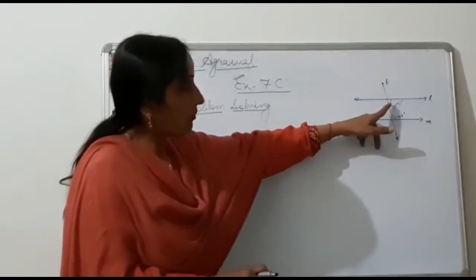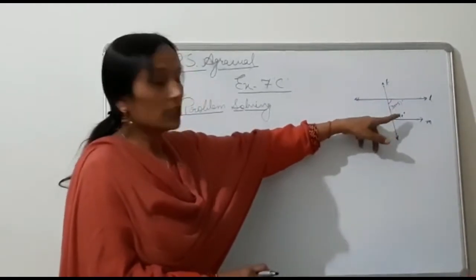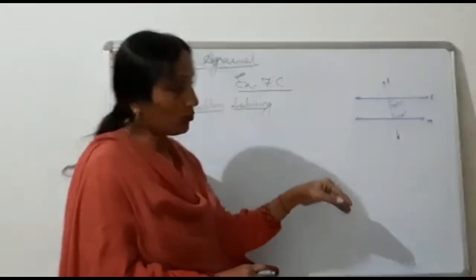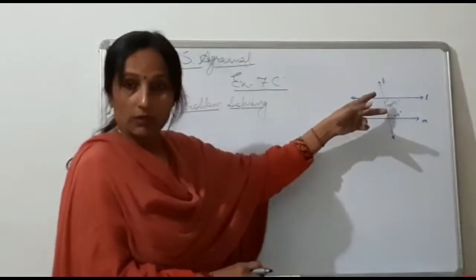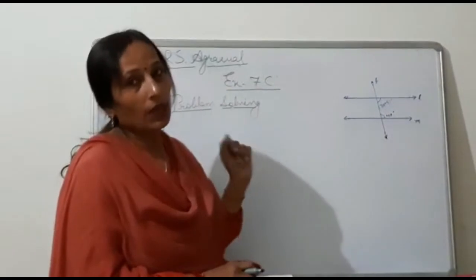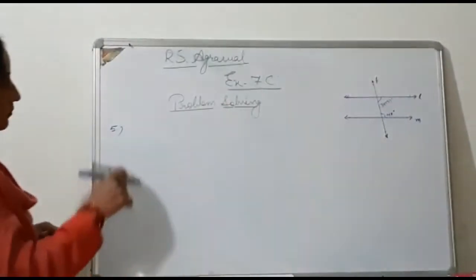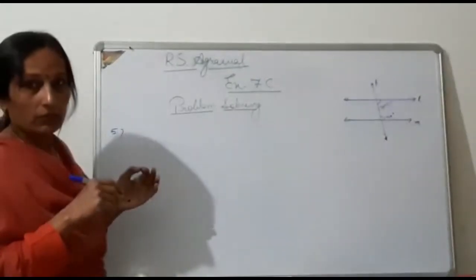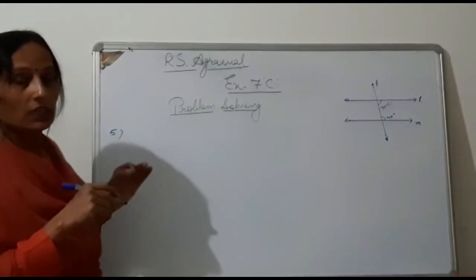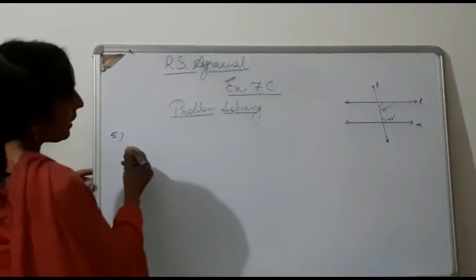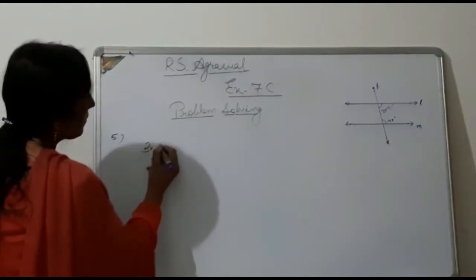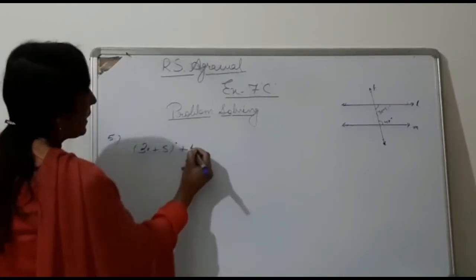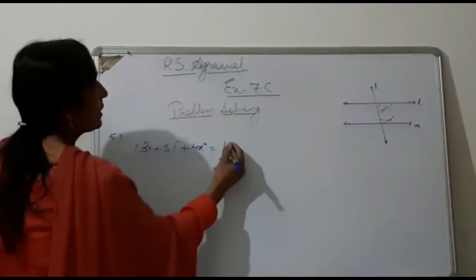So what we will do, we will find the sum of both the angles and it should be 180 degree. Then for that value of x, these both lines will be parallel. So let us find the value of x. We will find out the sum of both the angles, and we will write that the sum is 180 degree, then we will get the x value. So 3x plus 5 degree plus 4x degree is equal to 180 degree.